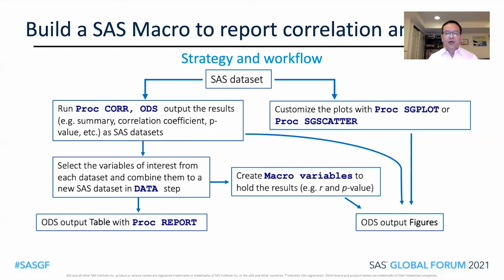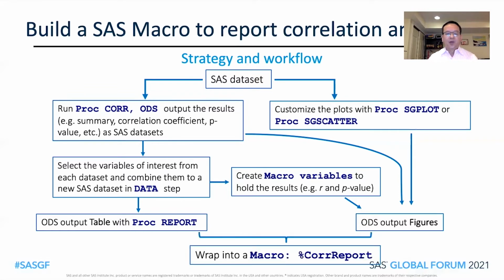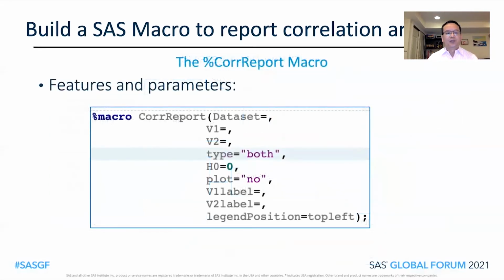And also oftentimes you want the summary statistics combined with this figure. Then you can just create SAS macro variables from a data step and then combine them with your figure. And you can wrap up every one of these steps into a macro and call it CORR report. So this is how to use the macro.